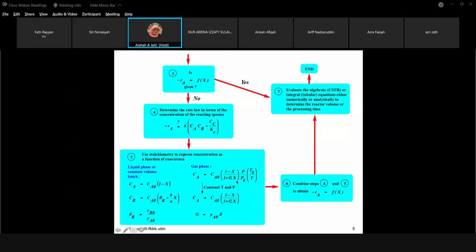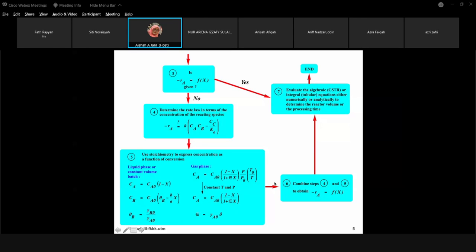Okay, if this is the general one, and if isothermal and isobaric, no need to consider this one. So it becomes like this, okay? Constant T and P become like this. Then in liquid phase, no need to consider this one, so just the upper one, like you put in your stoichiometric table. And then this is theta, this is epsilon, and then after all, you can combine.